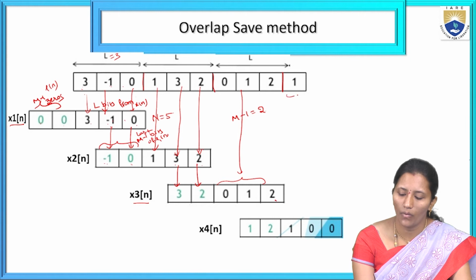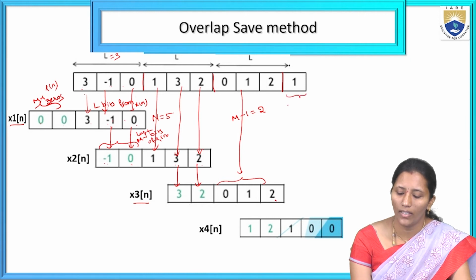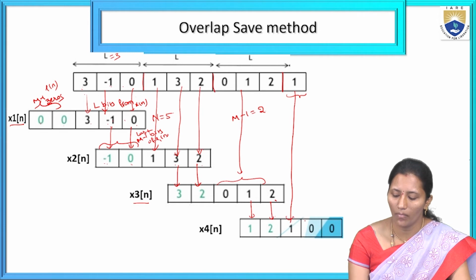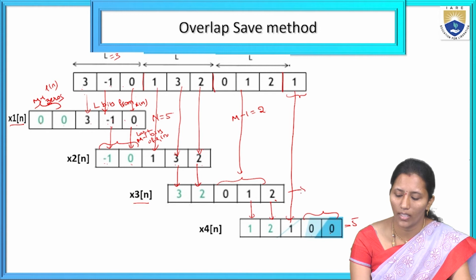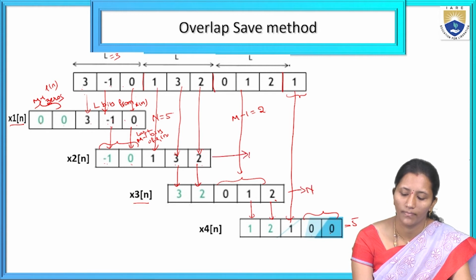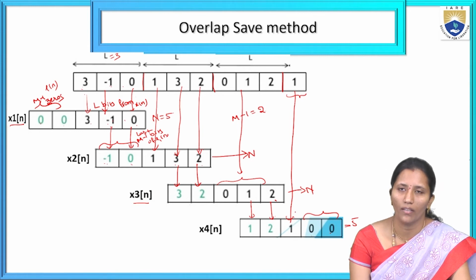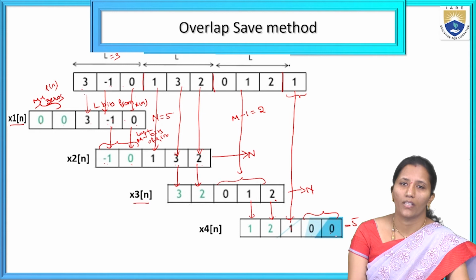The remaining we have only 1 here. So here x4 of n is the last m minus 1 bits of x3 of n, and with this only 1 will come. For the remaining bits we have to add 0, 0, because each segmented block should contain length n. We are assuming n is equal to 5 here. Each segmented block should contain 5. See here, the last bit we have only 1, so for the remaining bits we have to add the zeros for x4 of n.